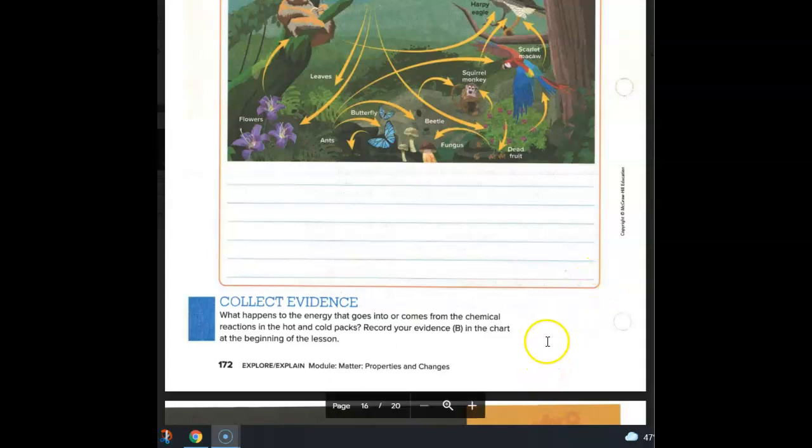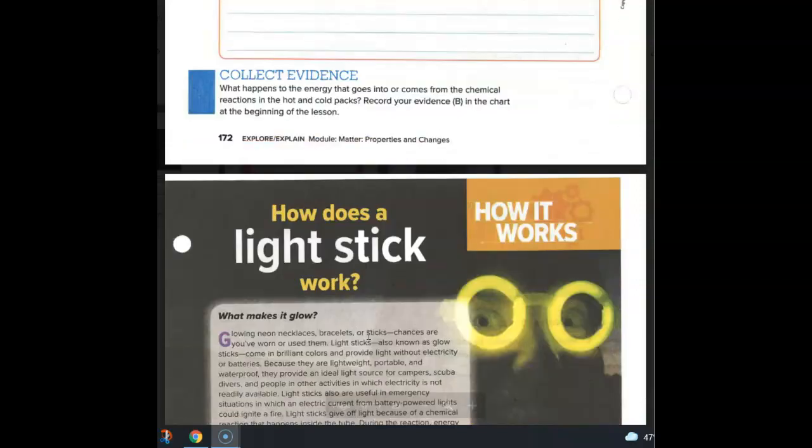After you complete this, you will do evidence B on your CER in McGraw-Hill. What happens to the energy that goes into or comes from the chemical reactions in the hot and cold packs? So think back to the hot and cold packs that we did earlier, and you're going to talk about what happens to the energy that goes into or comes out of them. And you need to give a very good explanation about where that energy goes.